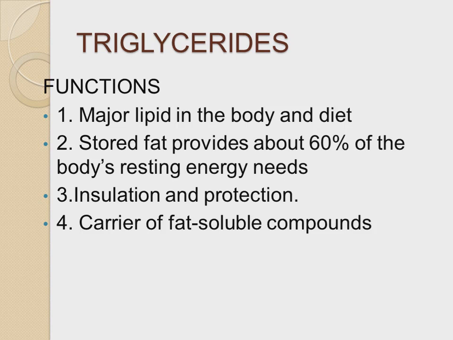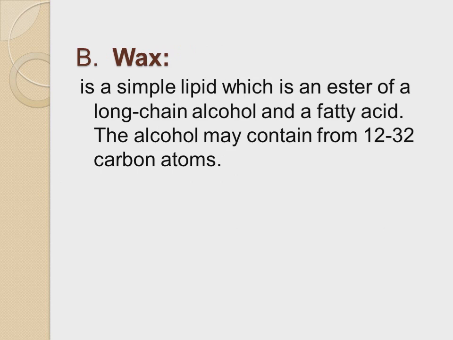ينقل الفات soluble compounds. Now قلنا السمبل lipid قسمناه بالبداية إلى التو جروبس اللي هي الفات and oils وحكينا عليها. السكند جروب اللي هو الواكس. الواكس is a simple lipid which is an ester of a long chain alcohol and fatty acid chain. يعني قلنا الفات والأويل هو عبارة عن الألكحول اللي هو الجليسيرول مع الفاتي أسيد تشين. الواكس هو another الكحول لكن يكون long chain ومعاه الفاتي أسيد. الكحول may contain 12 إلى 32 كربون.